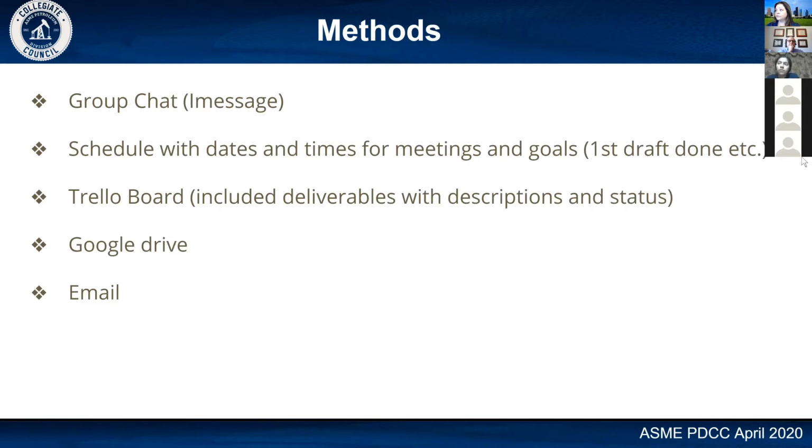So our methods for communicating to get everything done, we primarily used a group chat that we had on iMessage, and we made a schedule with dates and times for meetings that we had with one another and our goals of what we wanted to see done at that point, like our first draft, second draft. We used a Trello board to really get started and post everything that we wanted to deliver and what that included. We used the Google Drive, of course, and email.